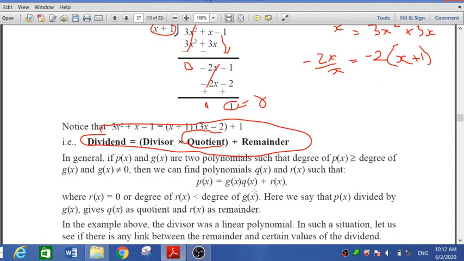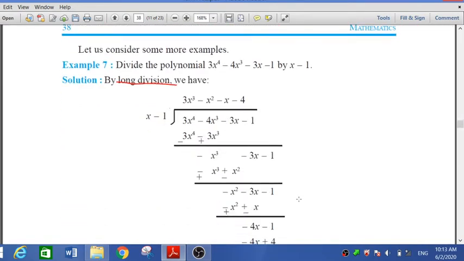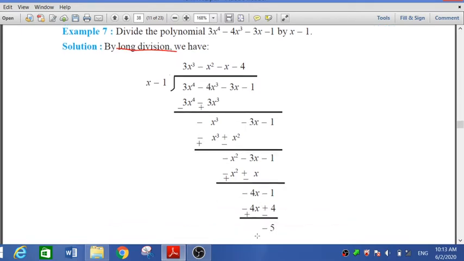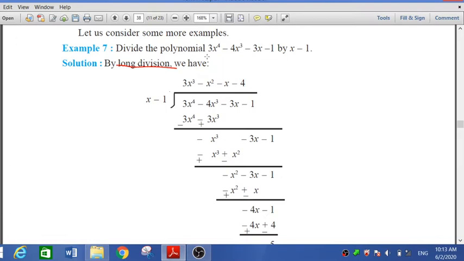So we have to remember that polynomial p of x is equal to q of x multiplied by g of x plus r of x. Always remember. Now one more example related to the long division method. So here it is most important because it is long. What is the first step again?